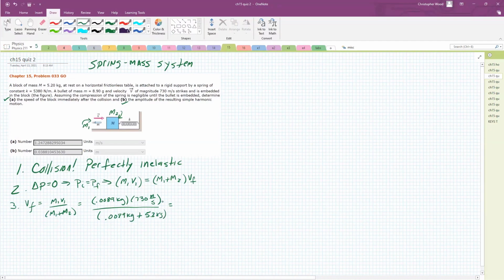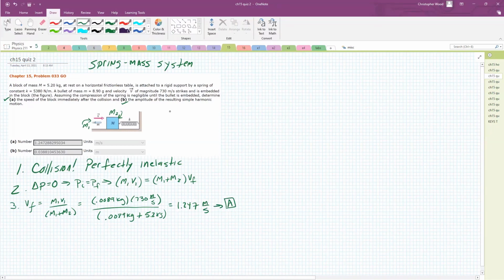The velocity of the block immediately after the collision: 0.0089 times 730. Okay, 1.24 and some change. So we're done with half the problem. 1.247 meters per second. This is calculator. Let's put that in calculator memory location A, store alpha A.